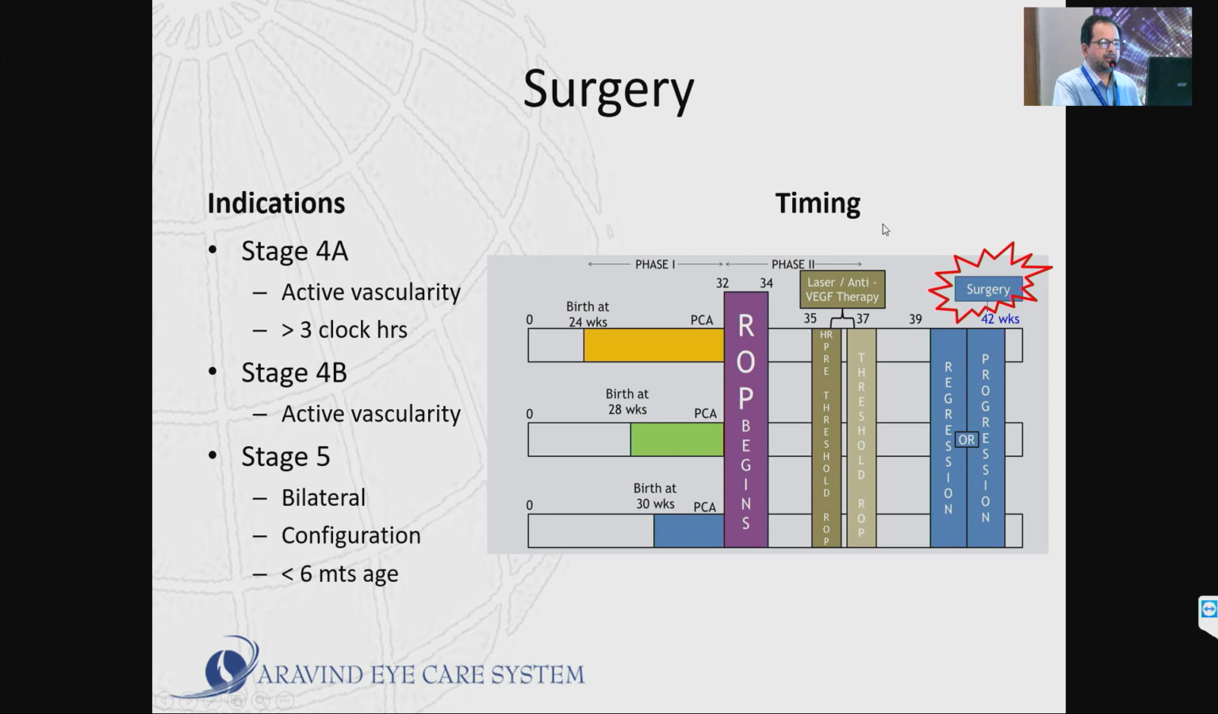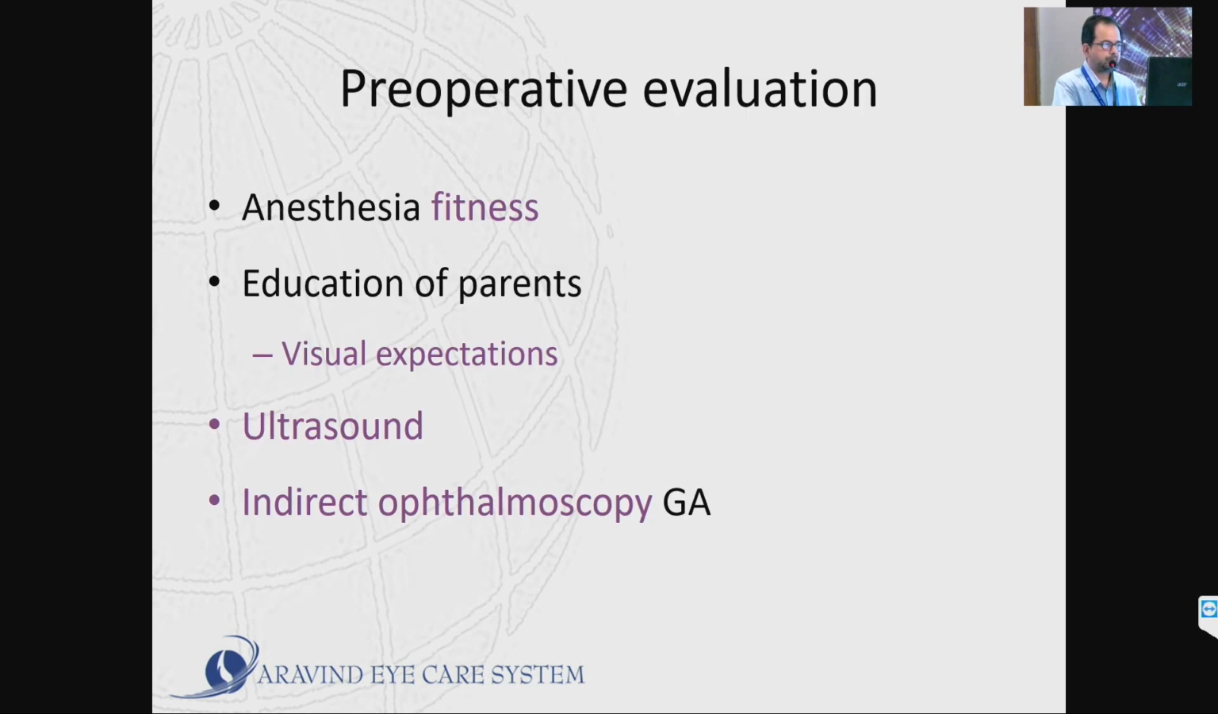Now the timing. As the previous speakers mentioned, phase 1 of ROP starts as soon as the child is born. Phase 2 kicks in by around 32 weeks, and the treatable ROP comes by around 35 to 37 weeks. It's only around the due date, like 40 to 42 weeks, that the VEGF levels drop and the transforming growth factor beta, TGF-beta, levels increase. That is the ideal time to do surgery, because VEGF is less and the traction is at its peak, and that is the time you would want to operate on these babies.